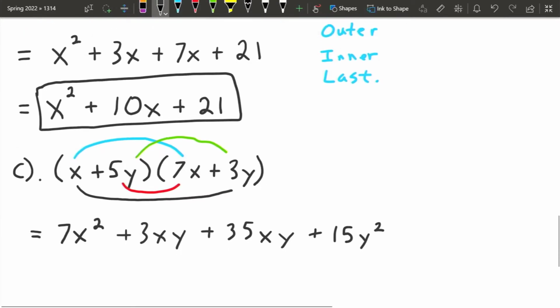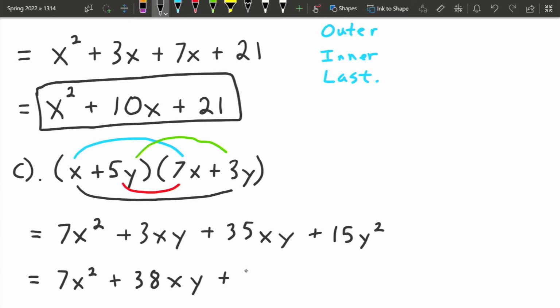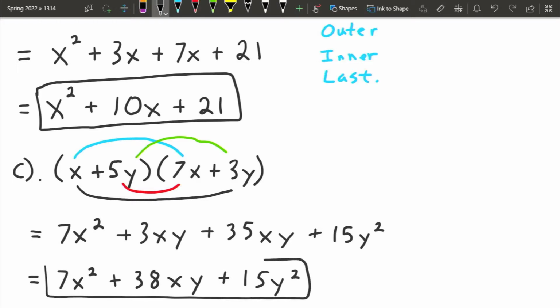Notice how the middle terms both have xy in common, so they're like terms. So we can combine the middle 3xy and 35xy, add together to be 38xy. We put that all together, and that's the result of FOILing those two things together.